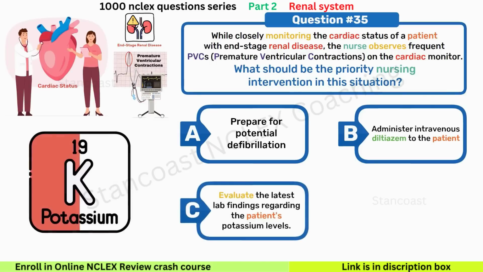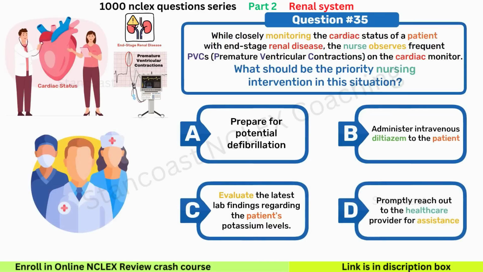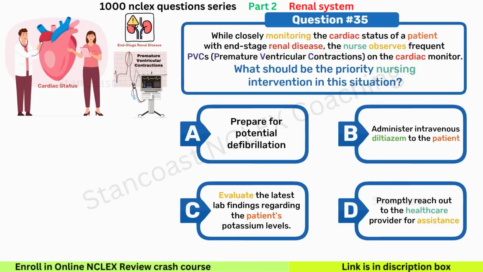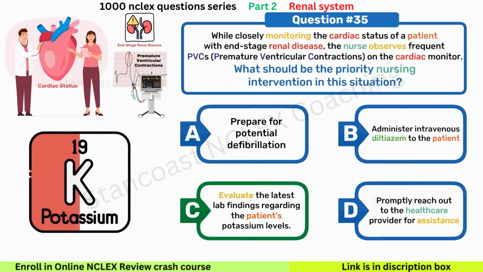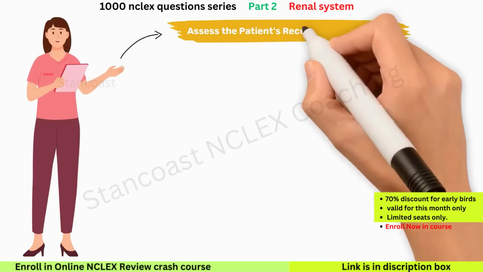C. Evaluate the latest lab findings regarding the patient's potassium levels. D. Promptly reach out to the healthcare provider for assistance. The correct answer is C. Evaluate the latest lab findings regarding the patient's potassium levels. The priority nursing intervention is to assess the patient's recent potassium levels.